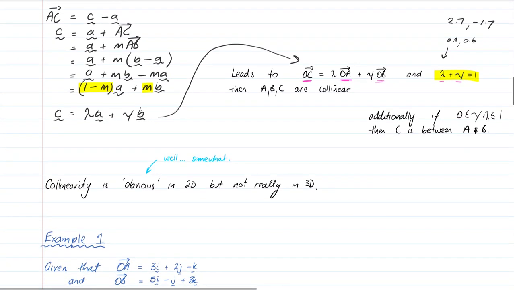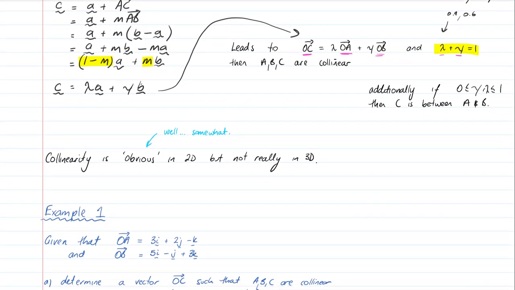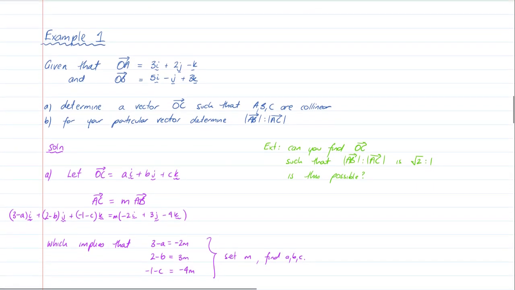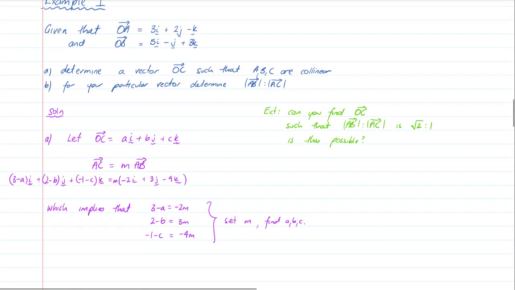So here we go. Collinearity is obvious in 2D, pretty much, unless you draw a bad diagram like I often do. But it isn't always obvious in 3 dimensions. 3 dimensions makes things a lot trickier to visualize. And so unless you can really get behind the 3 vector points, then you can't really tell if they're collinear. They're just going to look randomly on a plane. So we can't assume anything. So let's have a look at an example here, which I have done.